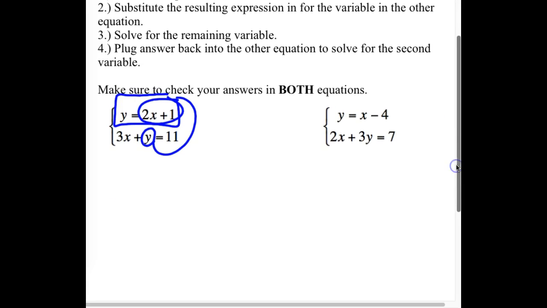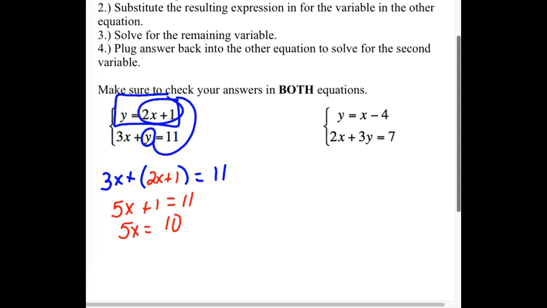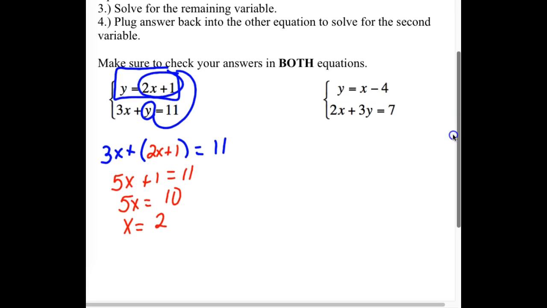What happens when we do that? Instead of that y piece in there, we are substituting in its equivalent, a 2x plus 1. And now notice that there's only one variable left. And you guys know how to solve these equations when there's a single variable, right? So we combine our like terms. We've got 5x plus 1 equals 11, which means 5x would equal 10, which means x has to be 2. We good with that? Okay. The third step, sorry, we just did the third step, solve for the variable.